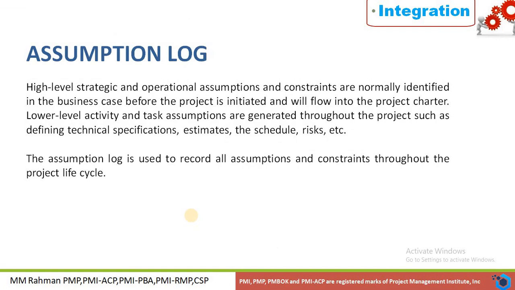Then another thing, the assumption log. The high level strategic and operational assumptions are normally identified in the business case before the project is initiated and will flow into the project charter. Lower level activity and task assumptions are generated throughout the project, such as defining technical specifications, estimates, schedule, risks, etc. The assumption log is used to record all assumptions and constraints throughout the project life cycle. The assumption log is not a one-time document. It is a dynamic document. It is going to be updated throughout the project life cycle. So we have another video on our channel on the assumption log. In that you will find details about this assumption log.